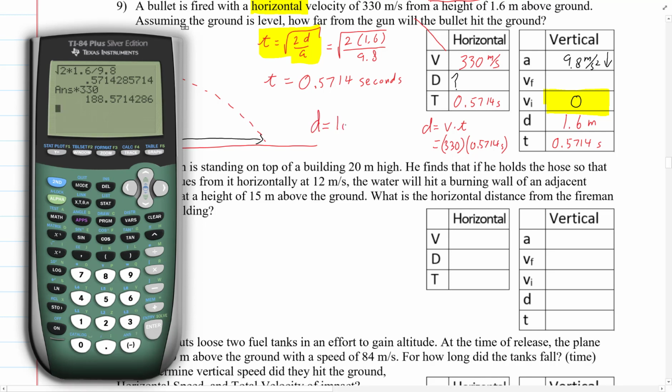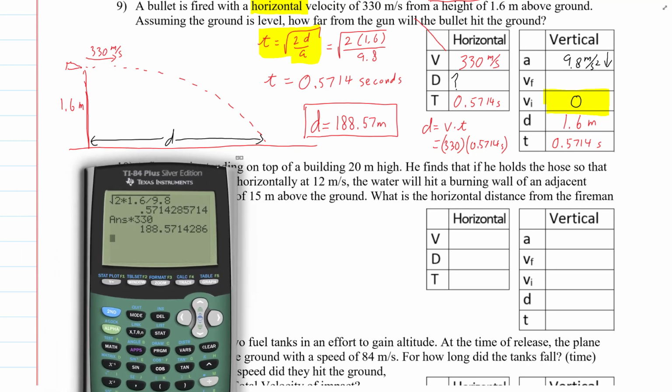D is equal to 188.57 meters. There we go.